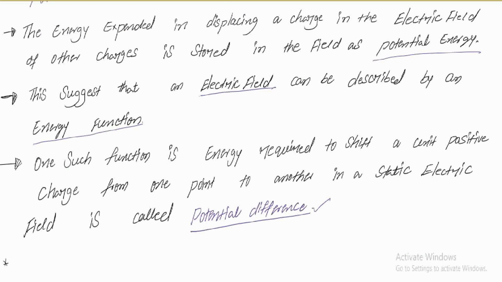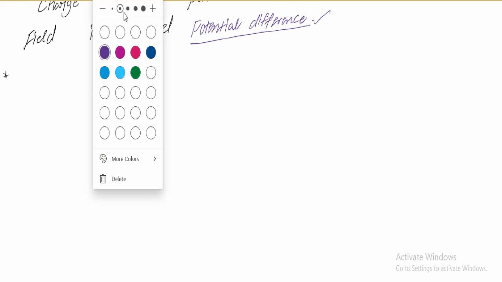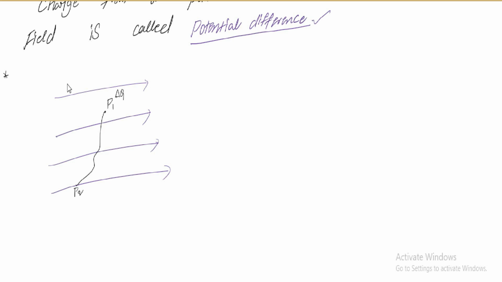Already we have seen this in the last class. Let us take some field lines. Let us consider these are your electric field lines, and the field lines are like this. Let us take a charge dQ. dQ is at point P1 and we are trying to move it from point P1 to point P2. So we are moving a charge from point P1 to P2.